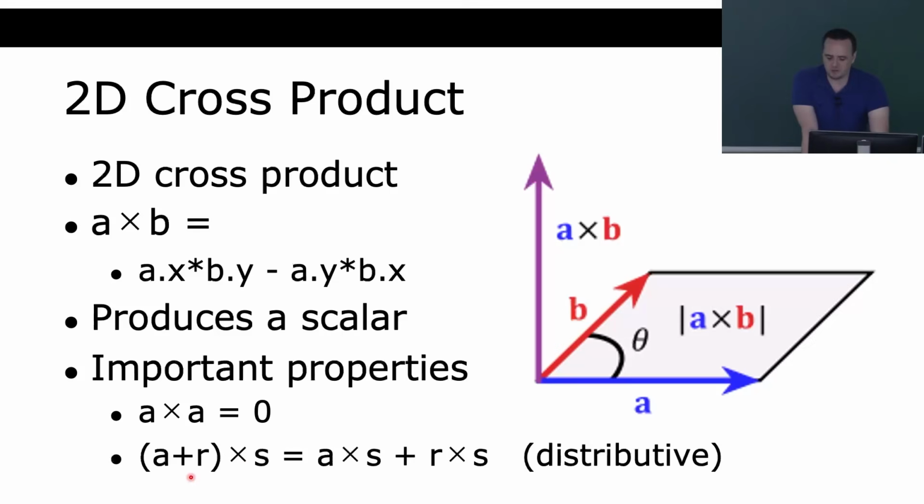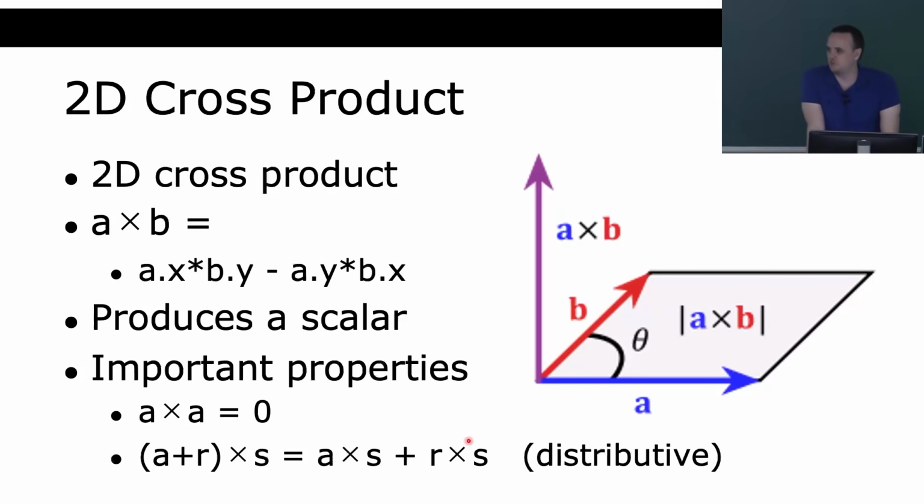The second property is the distributive property, which holds for multiplication in our normal numerical system, but it also holds for the cross product. I'm not going to derive that here, but essentially if you have two vectors, A plus R, and you cross that by S, that's equivalent to crossing A by S and adding crossing R by S. So that's the distributive property. You just take the outside thing and bring it into both of the inside things.